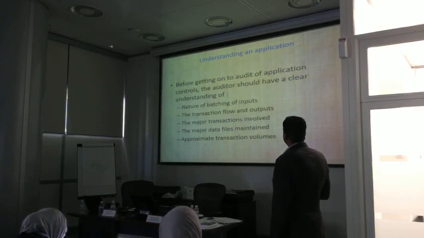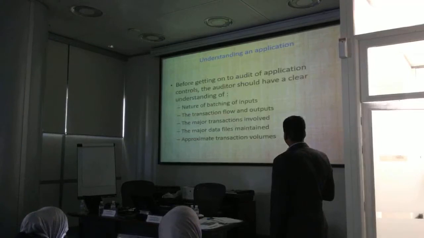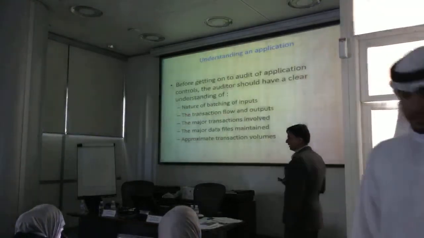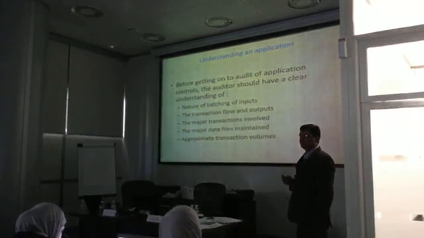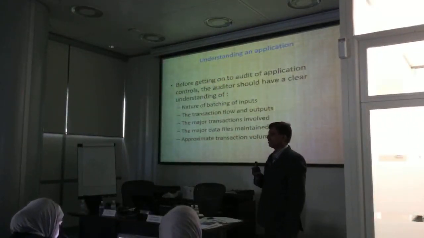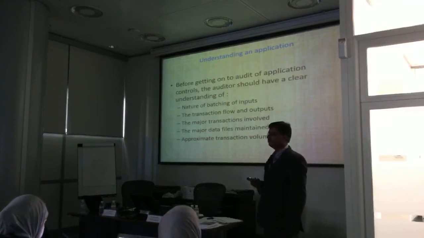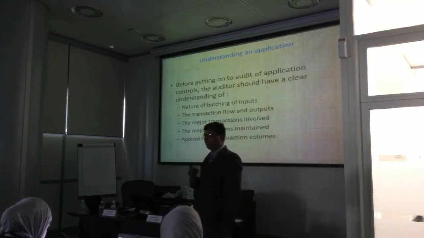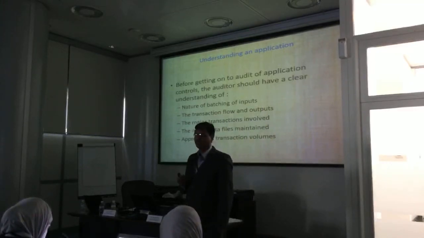Auditors should have a clear understanding of the nature of batching of inputs, transaction flow and output, major transactions involved, the major data files maintained, and approximate transaction volume. While analyzing any system, the first thing we have to understand is what the system is, the data flow diagram of the system, what the tables are, and what the relationships between these tables are. Only then can we comment on the system.